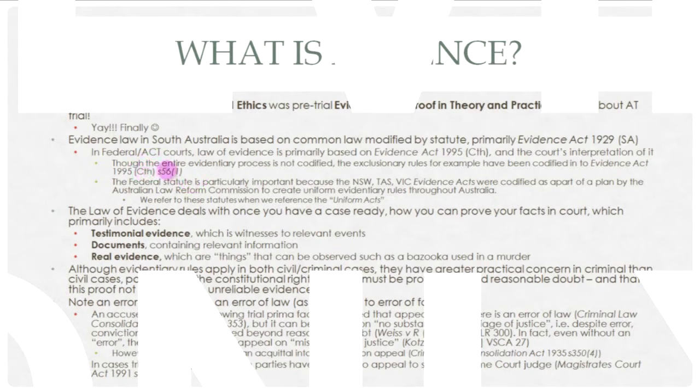Though the entire evidentiary process is not codified, the exclusionary rules, for example, have been codified into the Evidence Act 1995 (Commonwealth), Section 56(1). The federal statute is primarily important because the New South Wales, Tasmanian and Victorian Evidence Acts are codified as part of the plan for the Australian Law Reform Commission to create uniform evidence rules around Australia. So basically we refer to the Commonwealth Act as the Uniform Acts. In South Australia, we use the Evidence Act 1929, however everywhere else, it's called the Uniform Acts. So it seems like South Australia's behind.